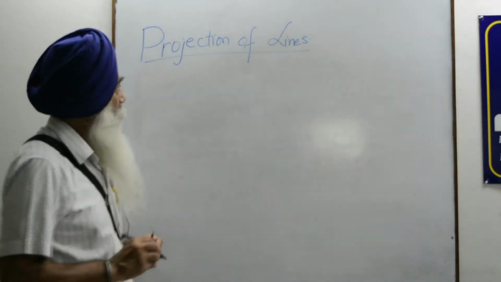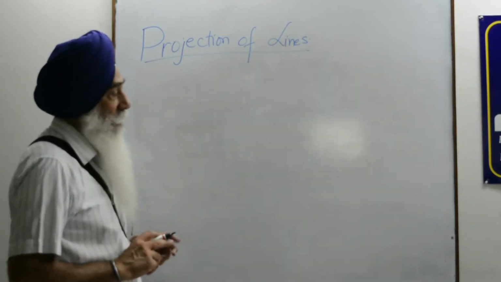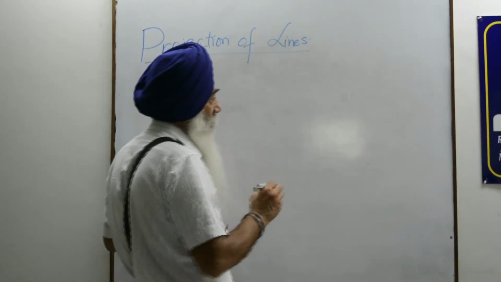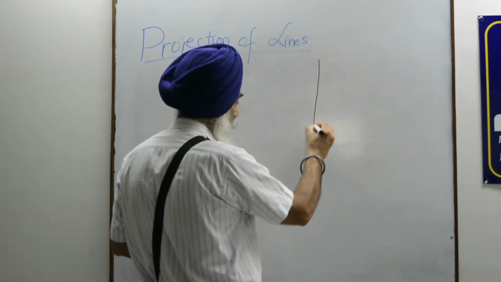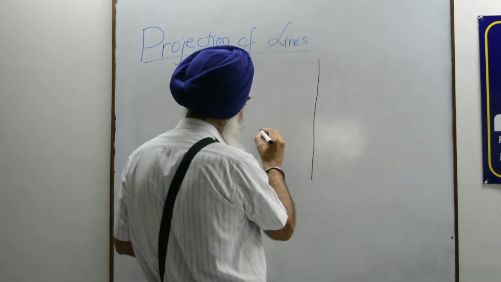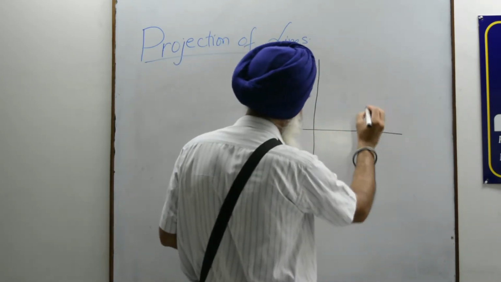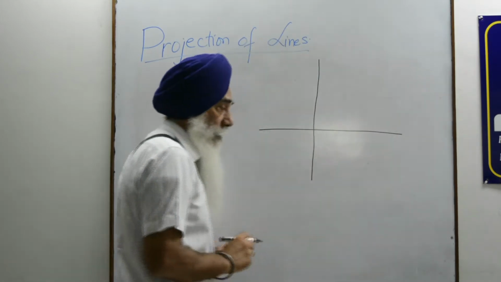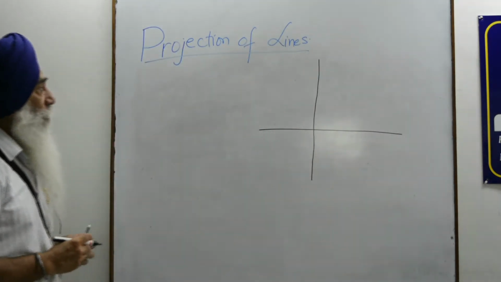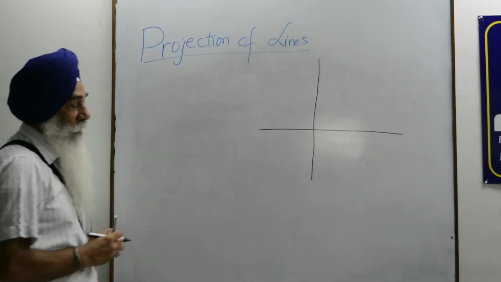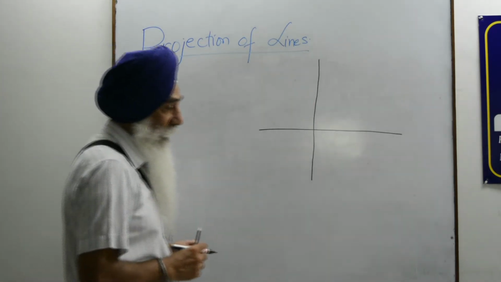We will start the topic of projection of lines. First we will discuss the first angle projections. The cases arise like this. This is our first angle, first quadrant projections. So the lines may be parallel to any axis.